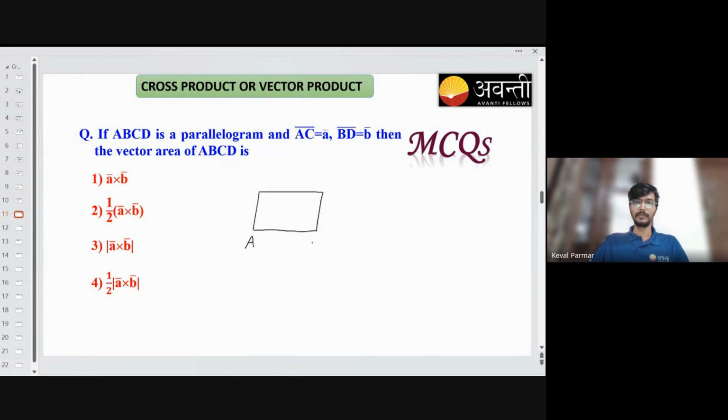This is a parallelogram A, B, C, and D. It is given AC vector is A vector and BD vector is B vector. So what will be the area? Come on. What will be the area? No one? Correct. The area will be half. Why half? Because here A vector and B vector are diagonals, not the sides. Let's see the next one.